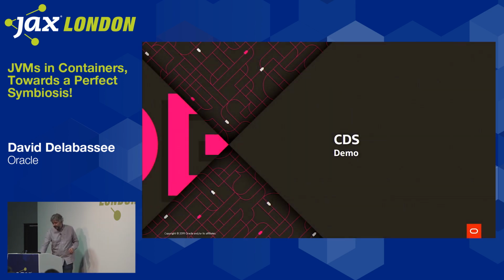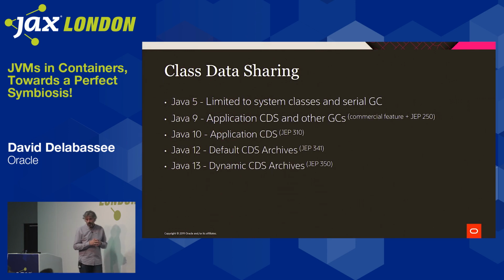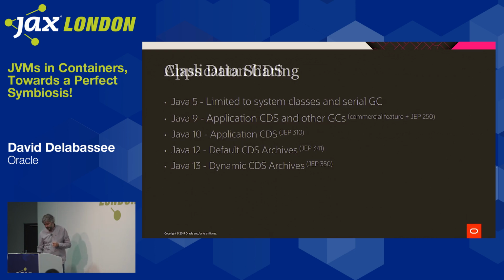Now, it's not something new. It has been in the platform since Java 5, but it has been improved through the years. At the beginning, CDS was limited to the runtime classes, and it was limited to the serial GC. That limitation has been lifted, so it supported multiple GCs in Java 9, and also application CDS. So it can be used with a custom class loader to do a dump of your application classes. Back then, it was a commercial feature. It was open sourced in Java 10. So in Java 10, you have the full-blown application CDS capability that we had in 9. And we're keeping on improving CDS in 12 and 13.